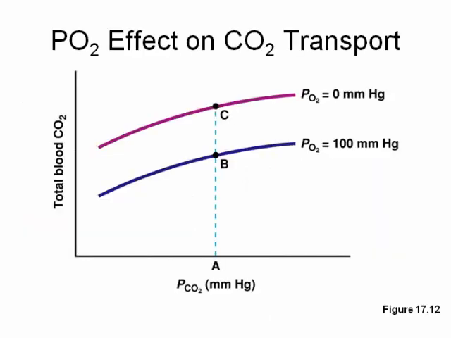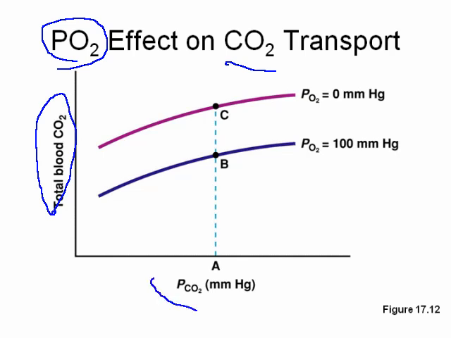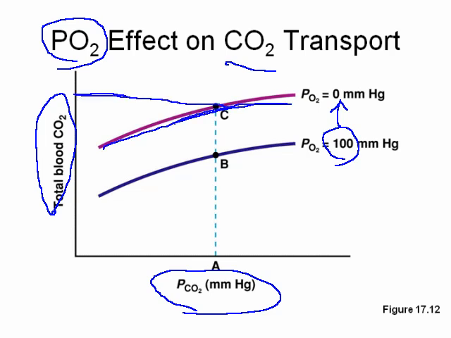So we saw before that CO2 can affect oxygen binding by hemoglobin, and therefore oxygen transport. Partial pressure of O2 can affect CO2 transport as well. So for the total blood CO2 content at a given partial pressure of CO2, if oxygen partial pressure moves down, you actually transport more CO2. So just as CO2 affects hemoglobin's affinity for oxygen, oxygen affects hemoglobin's affinity for CO2.